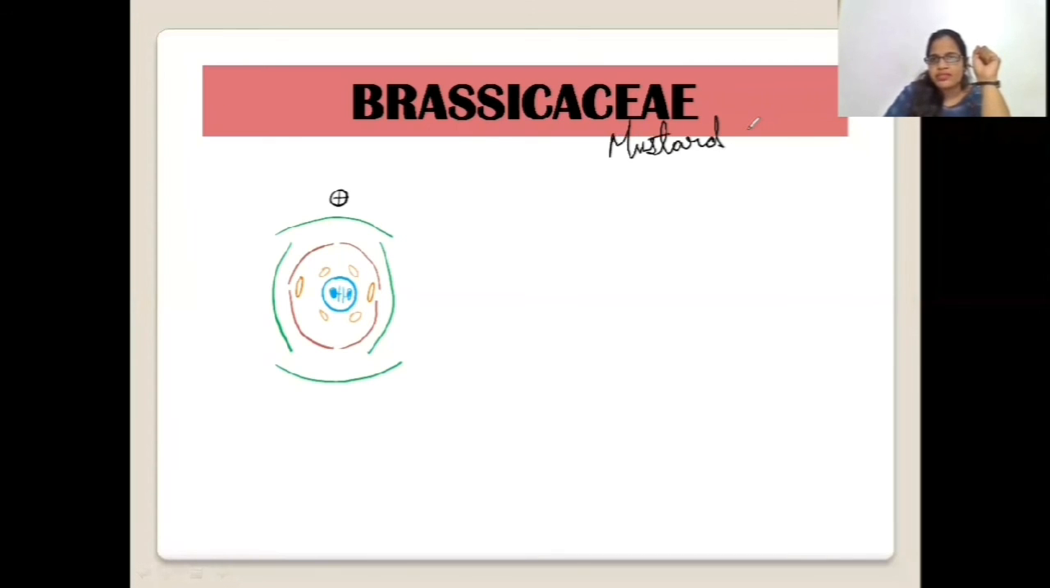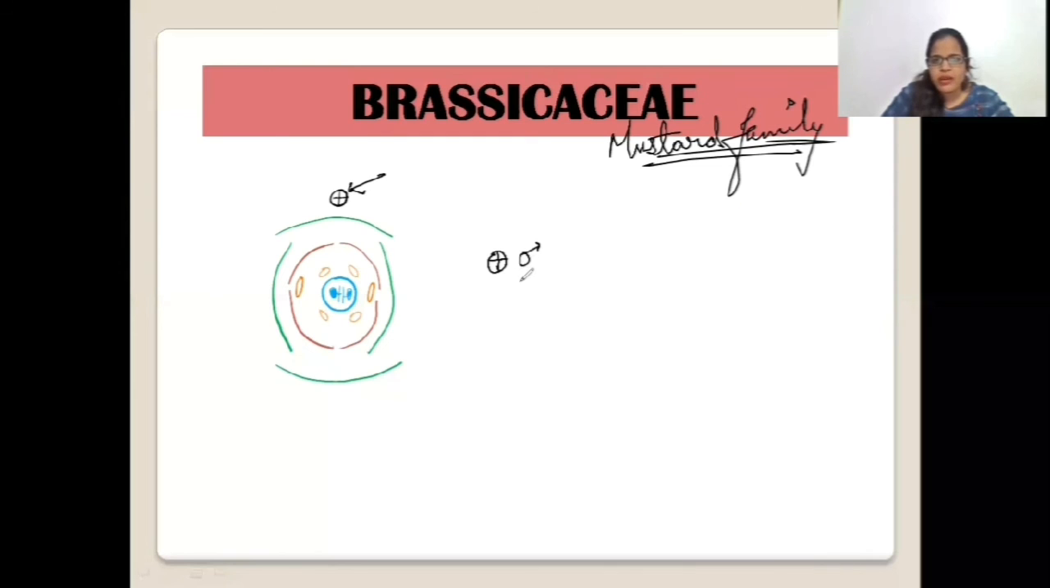Mustard family. Okay, and what you need to remember is its floral formula and its floral diagram. So starting with the floral diagram and writing the floral formula, let's start with the symmetry. It's definitely actinomorphic. Now, sexuality, definitely bisexual, because all the families are having bisexuality. Here the calyx, corolla, androecium, gynoecium all are present. So I'm just writing the basics.